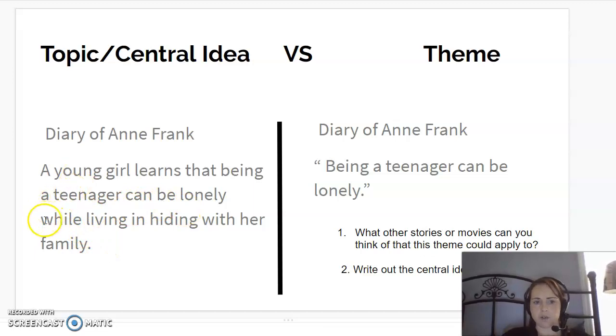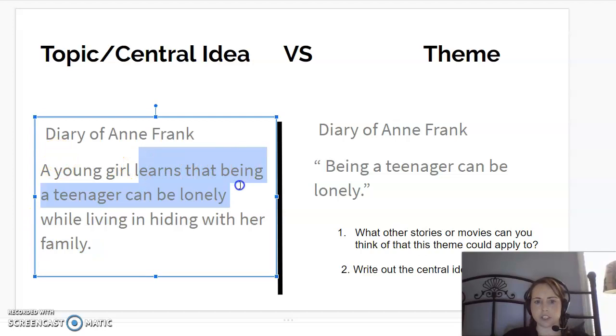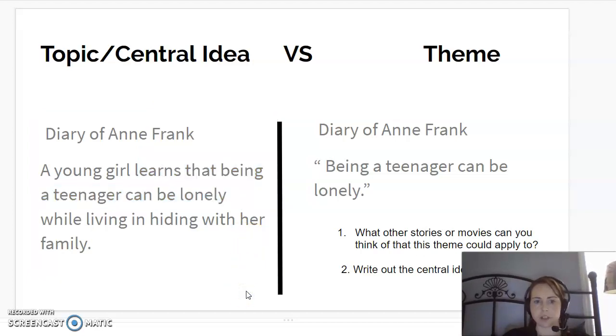All right, here's the summary piece. She's a teenage girl. She's living and hiding with her family. The point is she learns that being a teenager can be lonely, regardless of if you're surrounded by your friends or if you're isolated with your family, which I am sure that a lot of you all can relate to. I know my son in particular is really missing his friends right now.